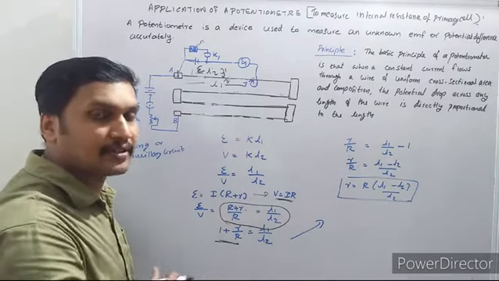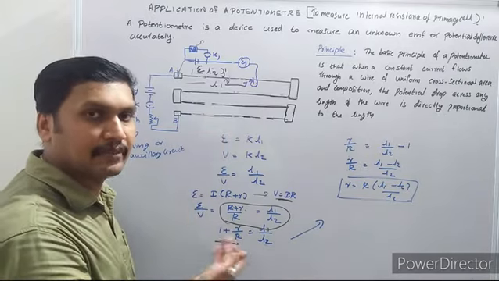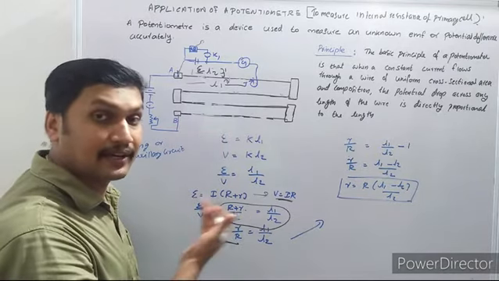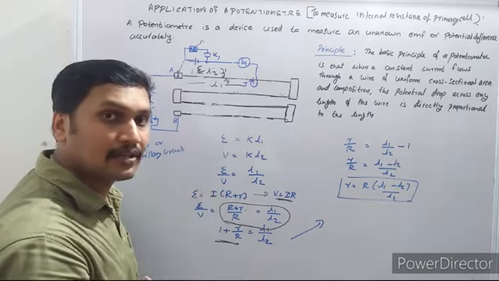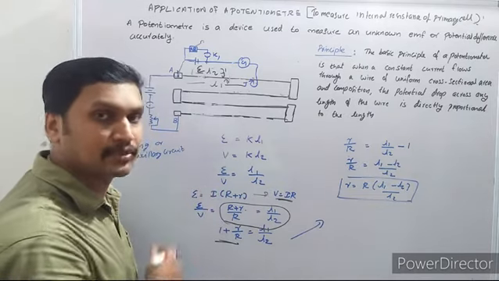Those are the applications of the potentiometer. We can measure the internal resistance of a primary cell, and we can measure an unknown EMF by using a potentiometer, or if you want, we can compare the EMF of two primary cells by using a potentiometer.